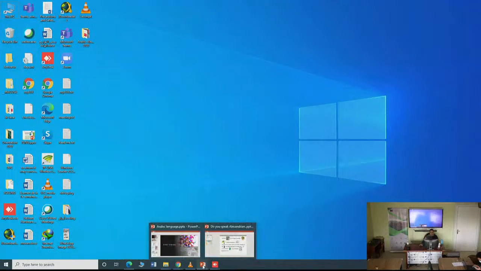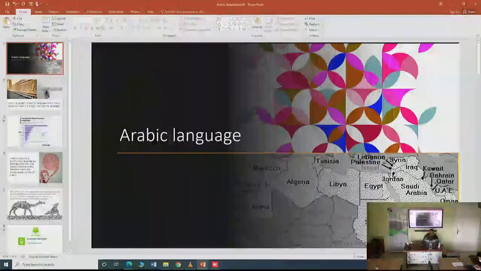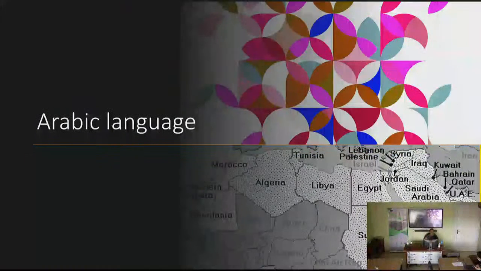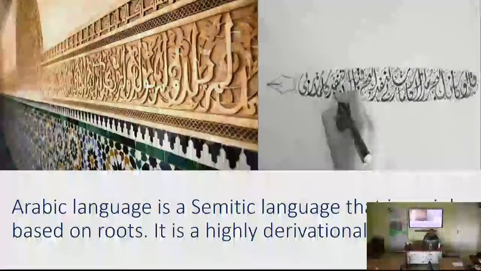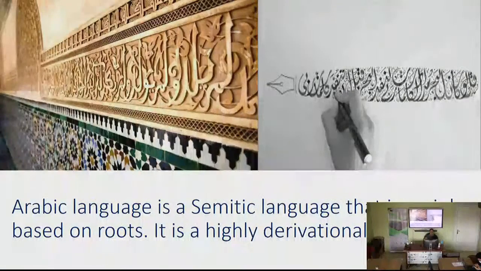Okay, so just briefly, we're going to speak a little bit about the Arabic language. Yesterday marked the World Arabic Language Day, according to the UNESCO. And Arabic language is a Semitic language that is mainly based on roots. It's highly derivational language, like it has millions of roots, and these millions of roots can generate billions of words.